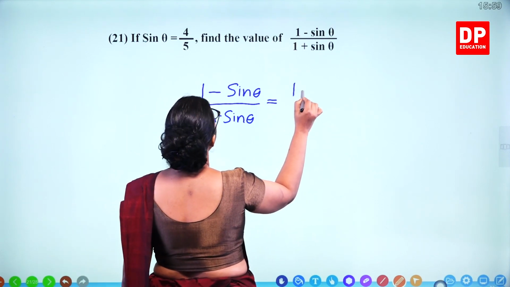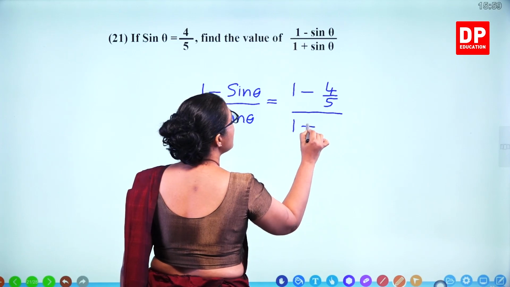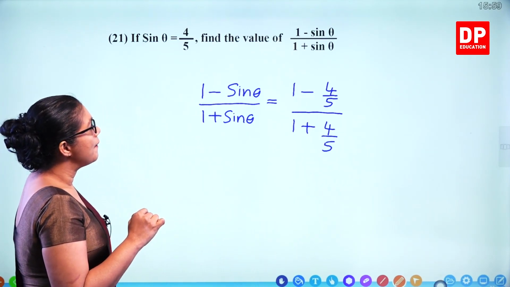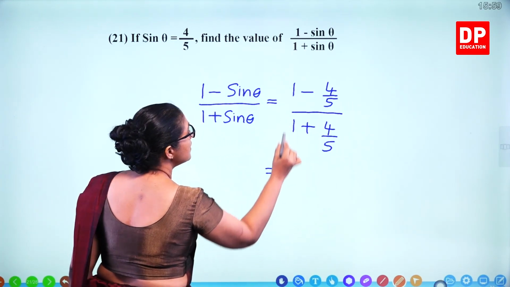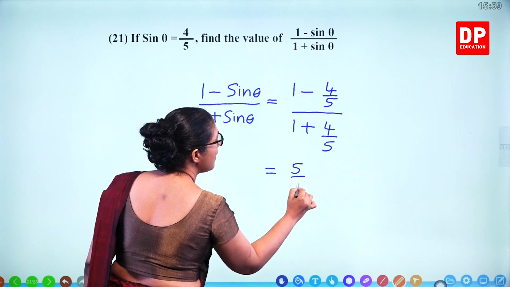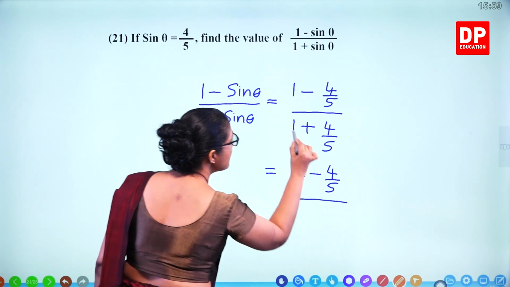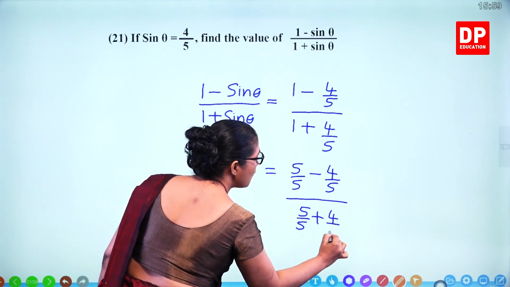So you get 1 minus 4 over 5 and 1 plus 4 over 5. Then convert to the same denominator. Here it is 5. 1 you can write as 5 over 5. This is 4 over 5. Then this one also I can write as 5 over 5 plus 4 over 5.